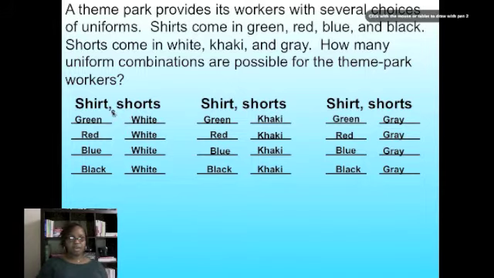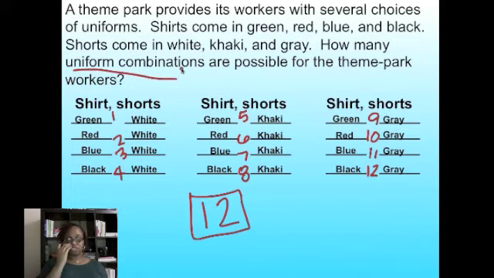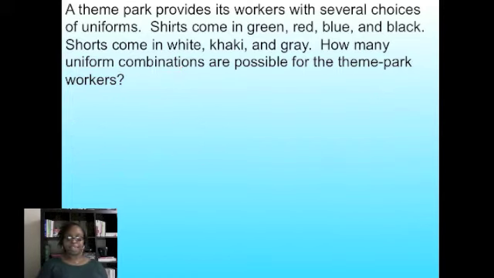If I count them up, I've got 1, 2, 3, 4, 5, 6, 7, 8, 9, 10, 11, 12. So again, on this answer, we've got 12 possible uniform combinations for these theme park workers. Okay? All right, so make sure, guys, that you understand the table, listing, and tree diagram as ways to show your sample space. If you're not positive on those, make sure you rewind or slow it down, go at your own pace. And if you are ready, we are going to move on, okay?